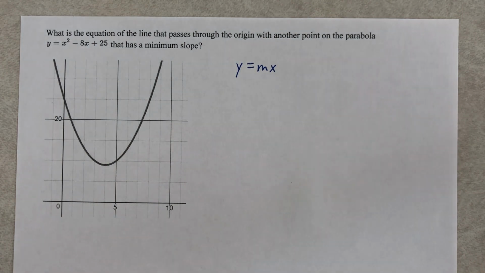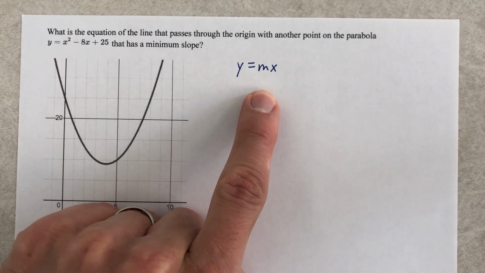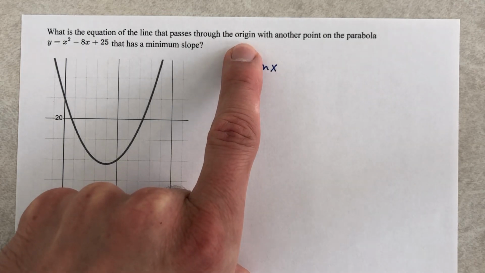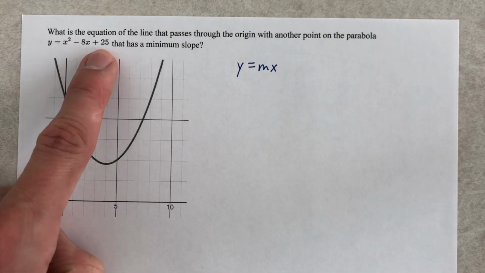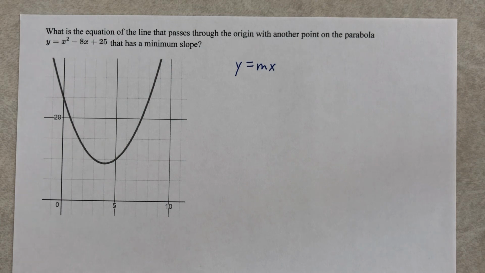So when I first read this problem, I was like, I don't even know how to tackle it. Wait a minute, what is it asking? It's asking for the equation of a line. When I need the equation of a line, I need slope and y-intercept. They gave me my y-intercept very subtly, with another point on the parabola there that has a minimum slope. I am going to minimize slope.